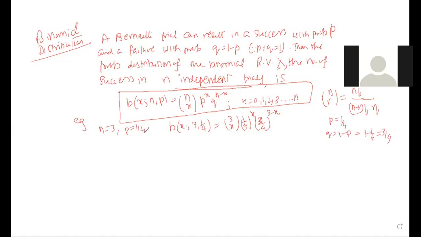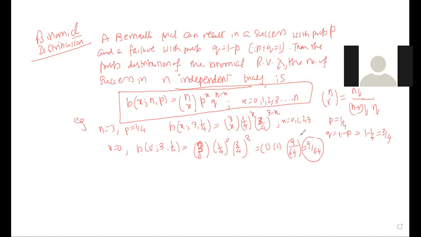Here X is equal to 0, 1, 2, 3, because if you compare, X is equal to 0, 1, 2, 3. Suppose I take X is equal to 0, I'm going to get b of 0; 3 and 1/4, that is equal to 3C0 times 1/4 to the power 0 times 3/4 to the power 3. 3C0 is 3 factorial divided by 3 factorial times 0 factorial, so it is simply 1. Any number to the power 0 is again 1, and here it is 27 divided by 64, so the answer for this one is 27 by 64.